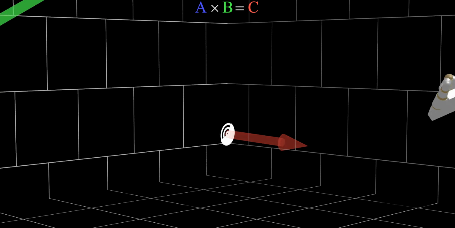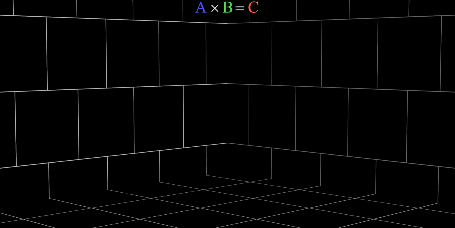Let's clear the scene and look at another example. Here's a new pair of vectors, again sharing a common origin but pointing in different directions. Once more, these two vectors define a plane.